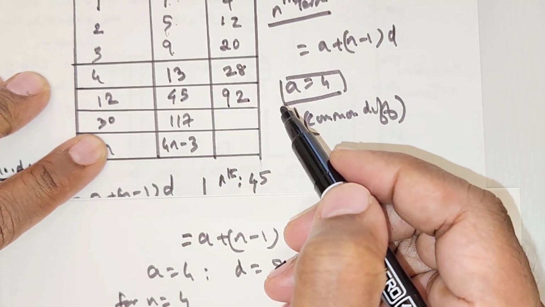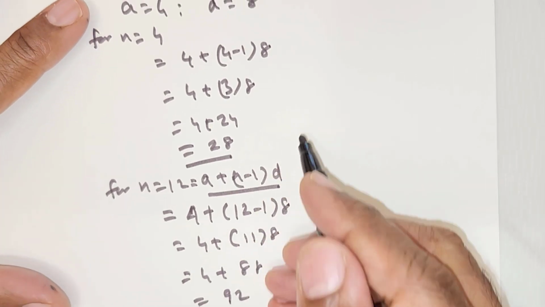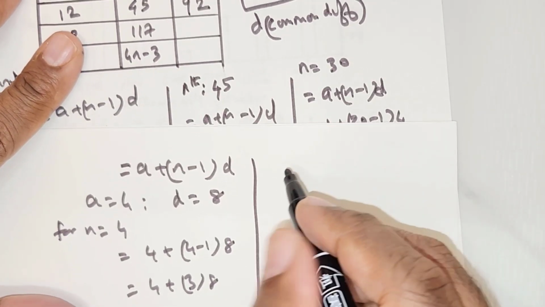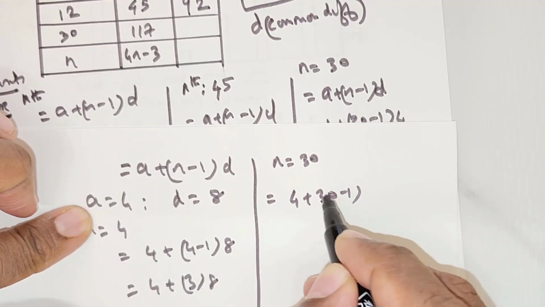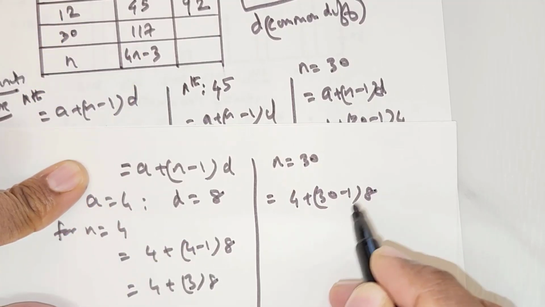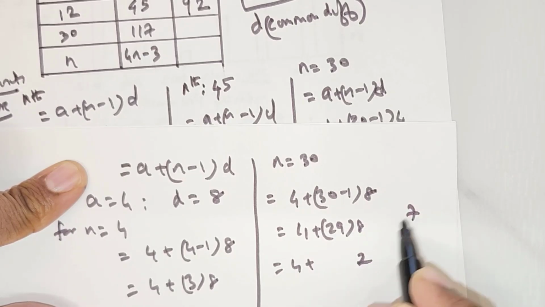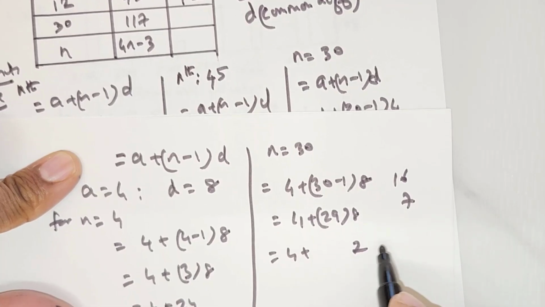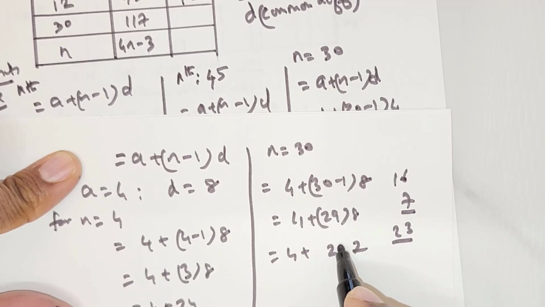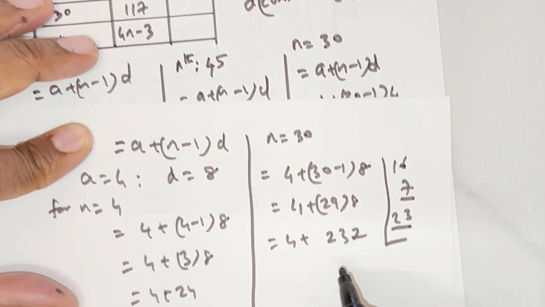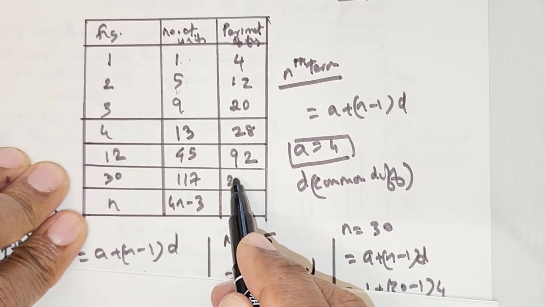Okay, fair enough. Now for n is equal to 30, I'm going to use this side. It's going to be 4 + (30 − 1) times d, and the common difference is 8, so 4 + 29 times 8. 9 8s are 72, 2 8s are 16, added with 7, this is going to give you 23 and 2, right? So 232 added with 4 will give you 236. So write the value there, 236.